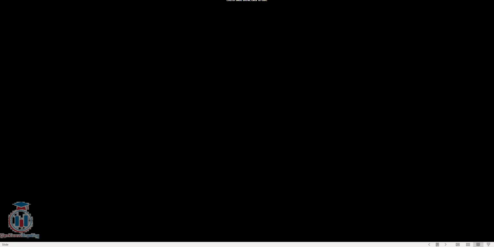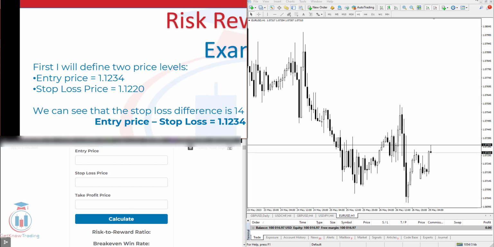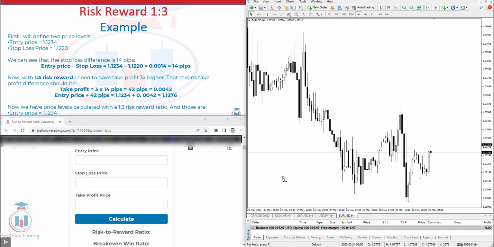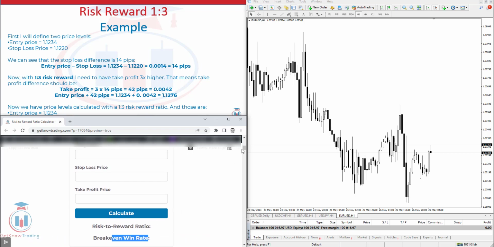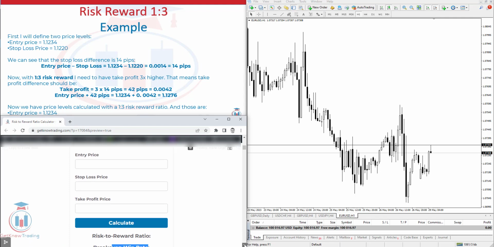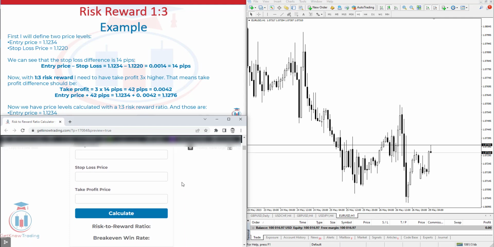Let me show you now, just a minute, the example on the trading platform. Okay, here you have the risk reward calculator where it requires three levels, and that means you need to enter the entry price, stop loss price and take profit, and then click calculate to get the risk to reward ratio and also the break-even rate. The break-even rate is the rate that tells you how much in percentage of all trades needs to be profitable so you will be at break-even.